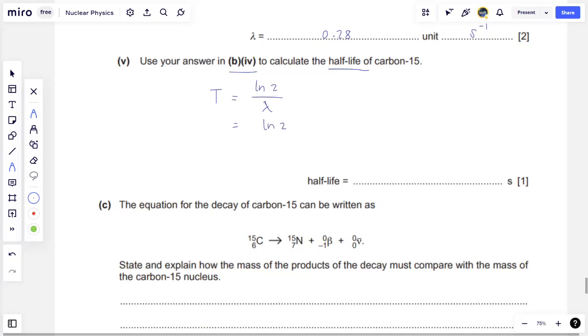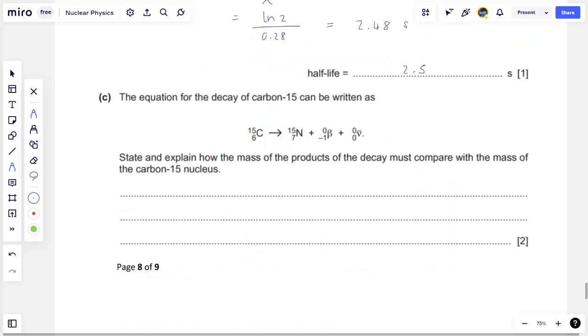Log 2 is a constant. My calculator will give me that. Lambda is 0.28. It turns out I get a half-life of 2.48 seconds. Log of a number has no unit, divided by per second gives me an answer in seconds. And so the half-life of carbon-15 is very short, 2.5 seconds.